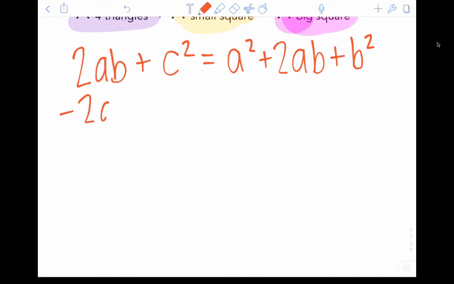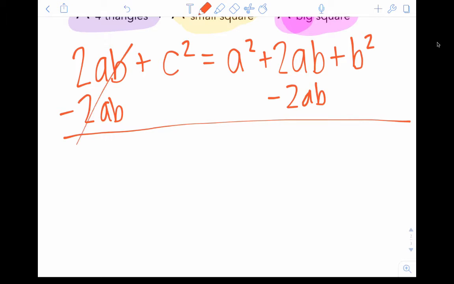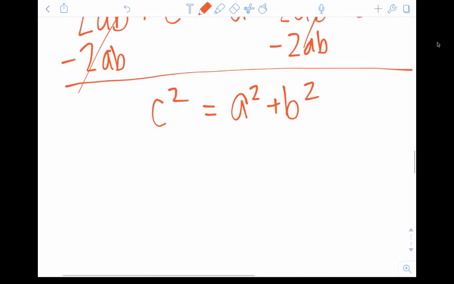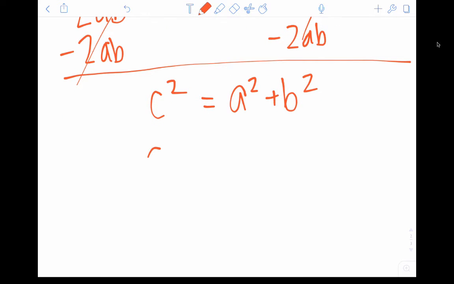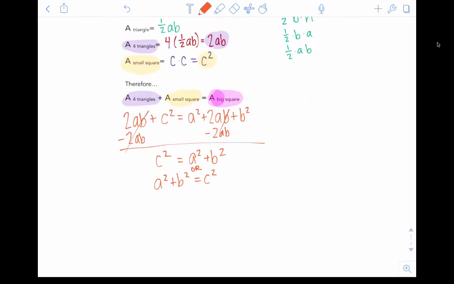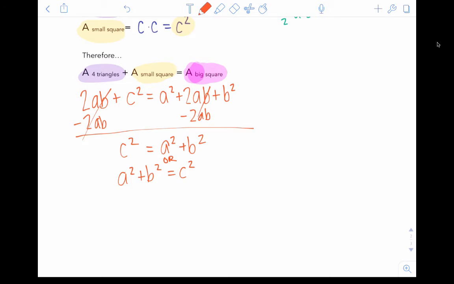If I subtract 2AB from both sides, on the left side I cancel those out and I'm just left with C squared. On the right side I cancel them out and I'm left with A squared plus B squared. All of a sudden I recognize this as the Pythagorean theorem. I'm going to go ahead and write it this way, since this is the same thing. I have A squared plus B squared equals C squared. That's my Pythagorean theorem. I'm done with this proof.